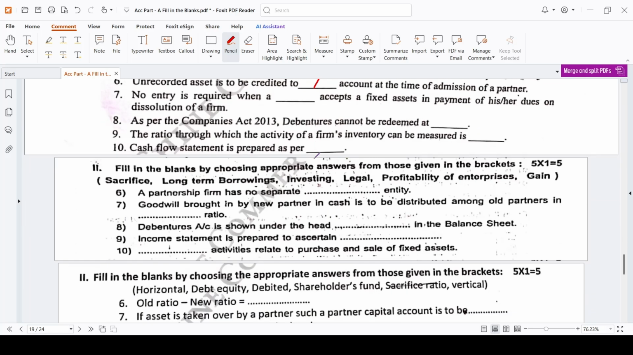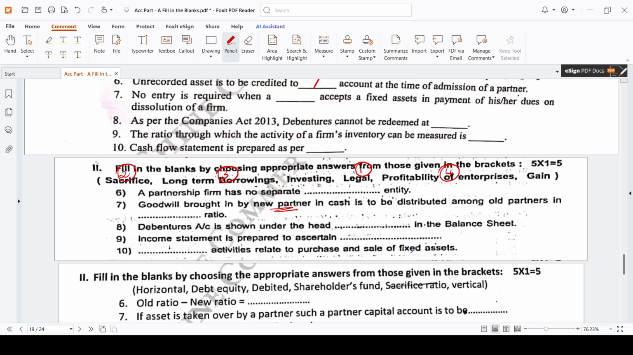Next, partnership has no separate legal entity. Goodwill brought in by a new partner in cash is to be distributed among the old partners in the sacrifice ratio. That is, in admission it is the sacrifice ratio; in retirement, goodwill is in the gain ratio. Debentures account is shown under the head long-term borrowings in the balance sheet. Income statement is prepared to ascertain the profitability of the enterprise.